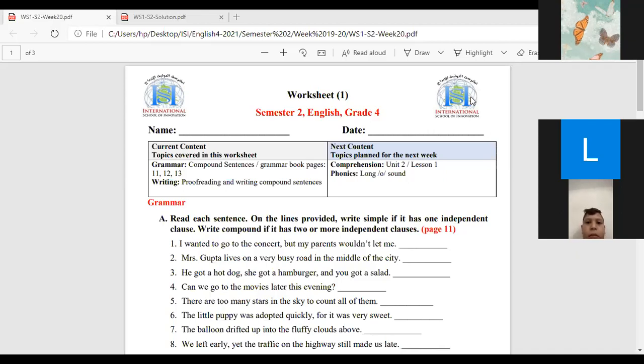Noor, sentence, please. Mr. Gupta lived on a very busy road in the middle of. Simple or compound sentence? Simple. Excellent. It's a simple sentence.